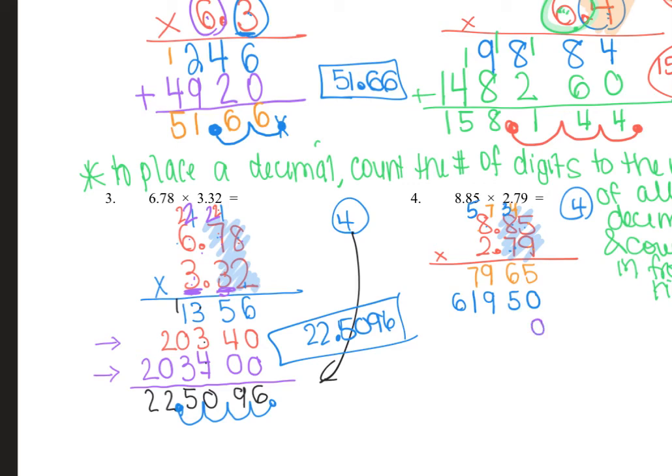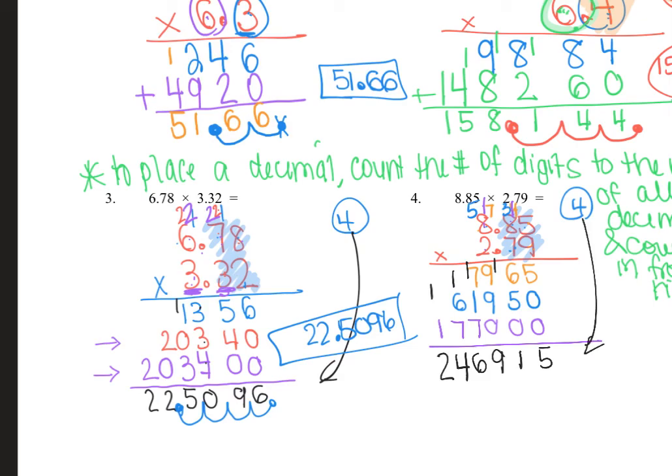Now I have 2 zeros, and I'm multiplying by 2. So I get 10, 16, 17, 17 again. Now I'm adding, and I get 5, 11, 19, 16, 14, 2. I have 4 decimal places, so I start here and I go 1, 2, 3, 4, and my answer is 24 and 6,915 10,000ths.